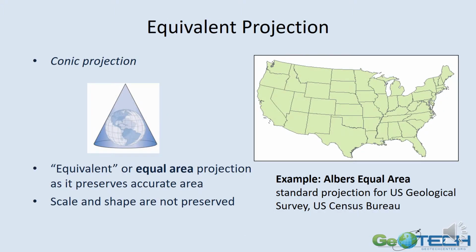Equivalent projections for conic projections, and here again you see that map of the United States, and you can tell this one because it has that curved upper boundary of the United States. It's equivalent, or an equal area projection, and it preserves area accurately. Scale and shape are not necessarily preserved, and on the right we have the Albers equal area.